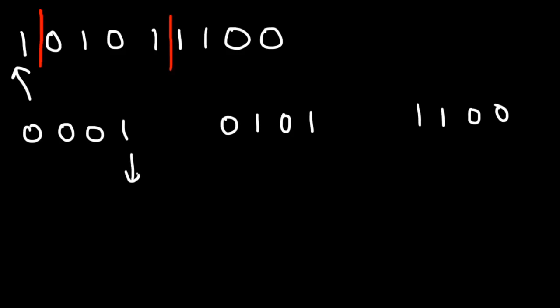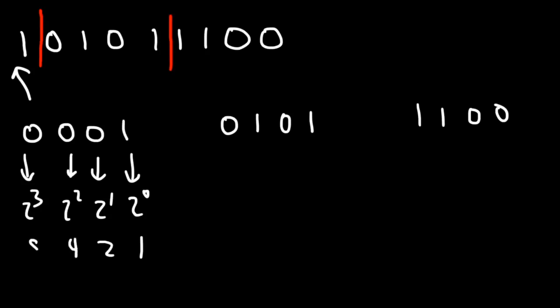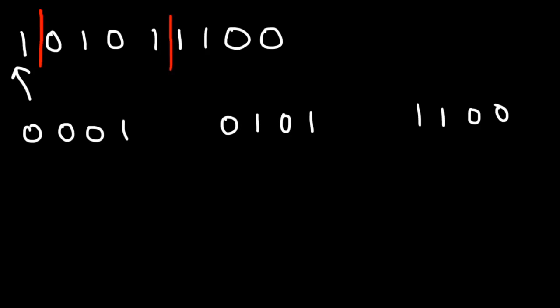So we need to multiply by powers of 2. So this is going to be 2 to the 0, 2 to the 1, 2 squared, 2 to the 3rd. 2 to the 0 is 1, 2 to the 1 is 2, 2 squared is 4, 2 cubed is 8. So this time, instead of writing powers of 2, we're going to use 8, 4, 2, and 1.